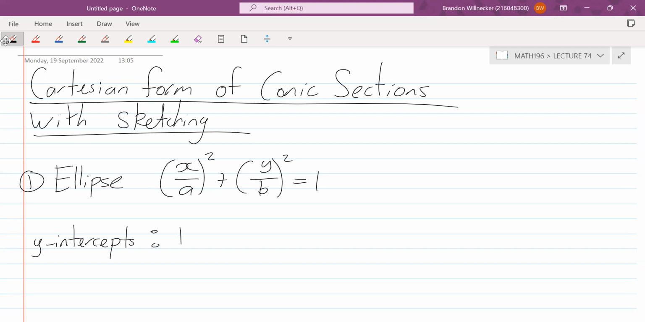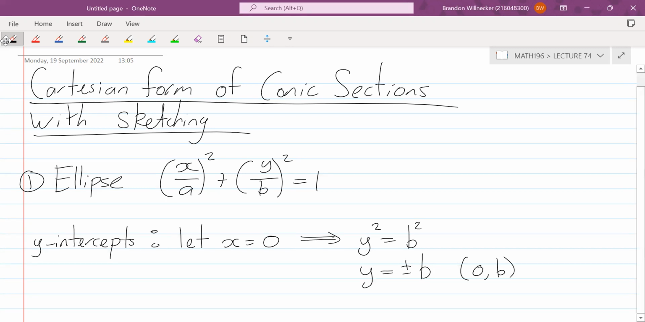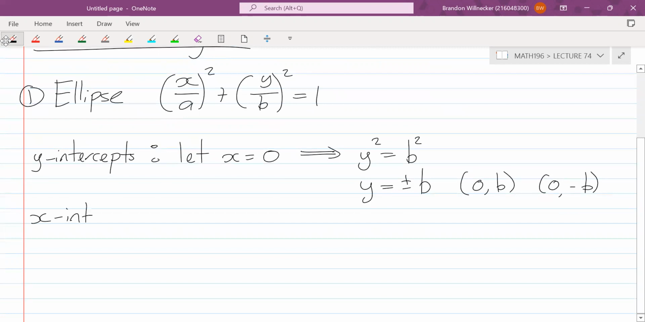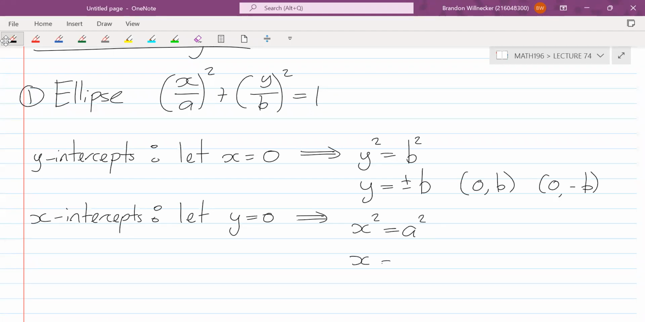For the y-intercepts, we need to let x be 0. If x is 0, then we get y squared is equal to b squared, and so y is equal to plus or minus b. So we get two y-intercepts, 0, b and 0, minus b. What about the x-intercepts? For the x-intercepts, we need to let y equal 0. Then this will give us x squared is equal to a squared, so x is equal to plus or minus a. This gives us our two x-intercepts, a, 0 and minus a, 0.